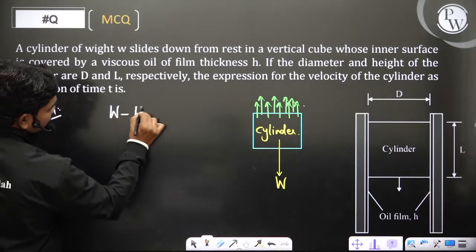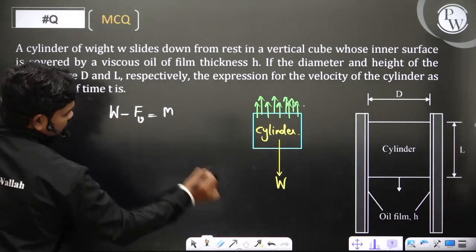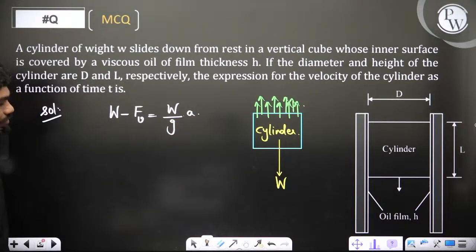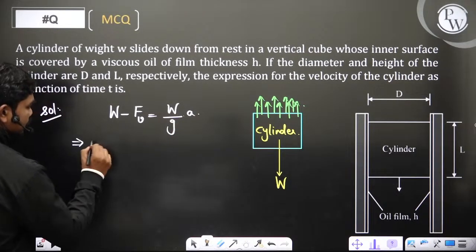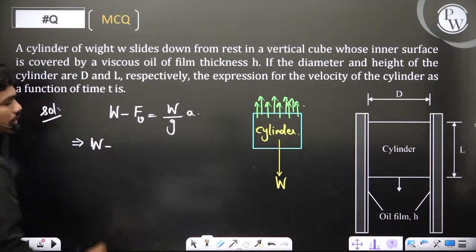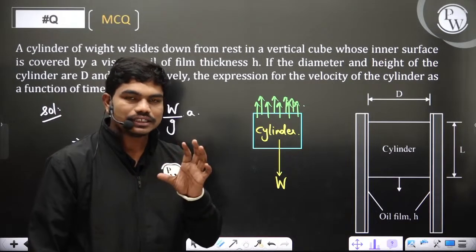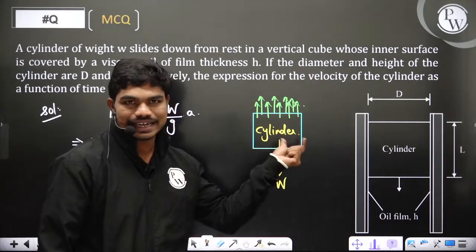Weight minus viscous force is equal to mass. Mass can be written as weight by gravity into acceleration. Now weight is anyhow mg or W. What about the viscous force actually? Viscous force is nothing but total shear stress into total area.